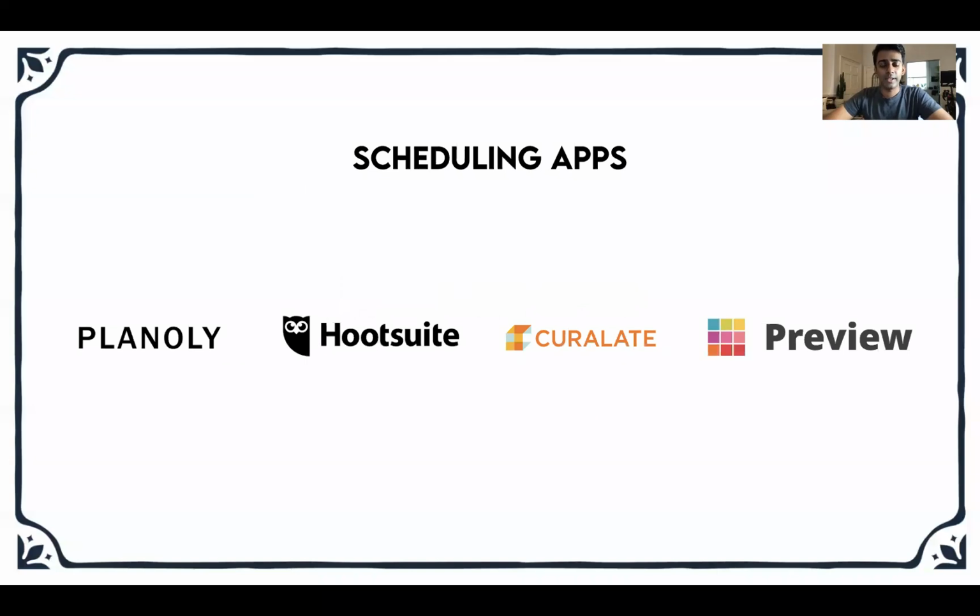So the first is scheduling apps. Here are some examples of scheduling apps that I would recommend, and I advise you all to research them or download them and see if they're suitable for you. So Planoly, which is a perfect app for an individual, an influencer, or a small business, enables you to plan the feed and then schedule the post. Very simple.